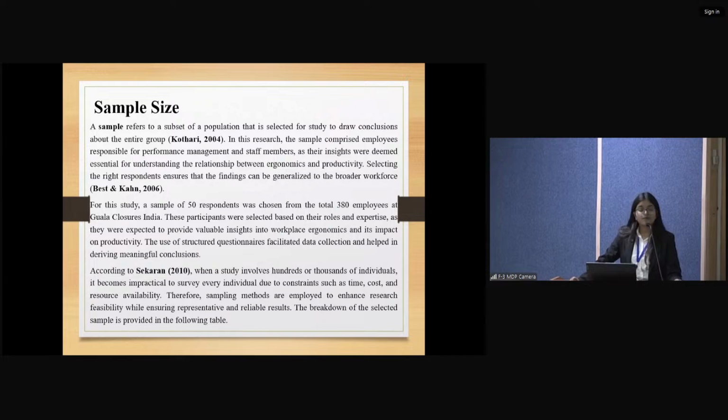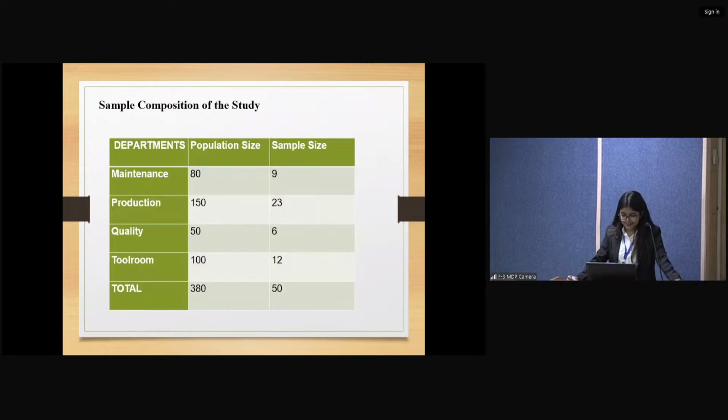For this study, a sample of 50 respondents was chosen from the total 380 employees at Gola Closures, India. These participants were selected based on their role and expertise. This is the sample composition of the study, wherein there are different departments: maintenance, production, quality, and tool room. So a sample size of 50 was taken.